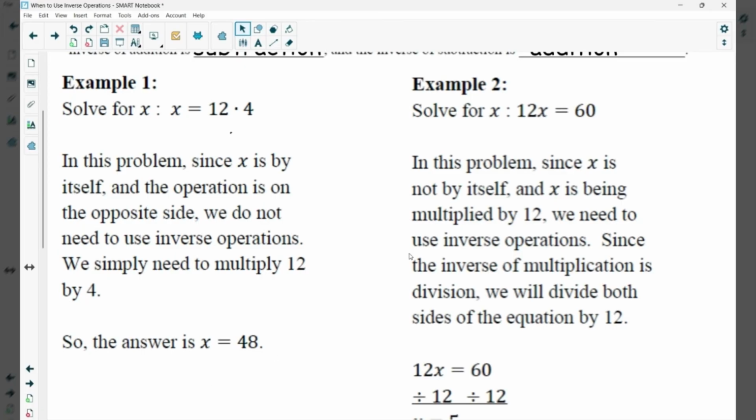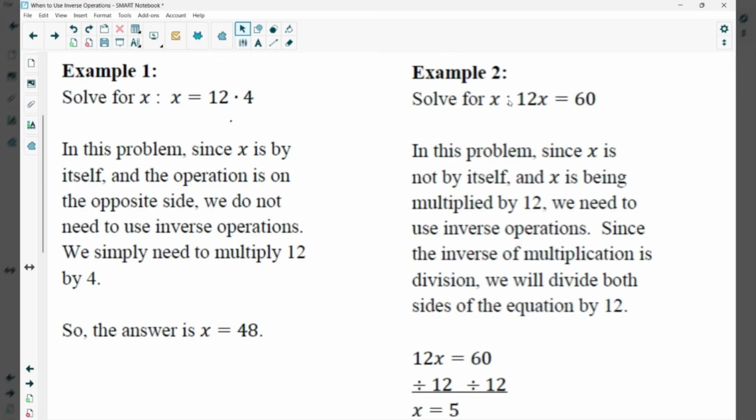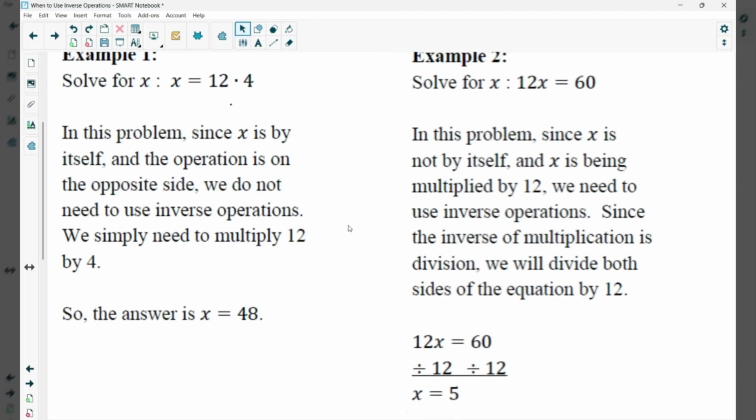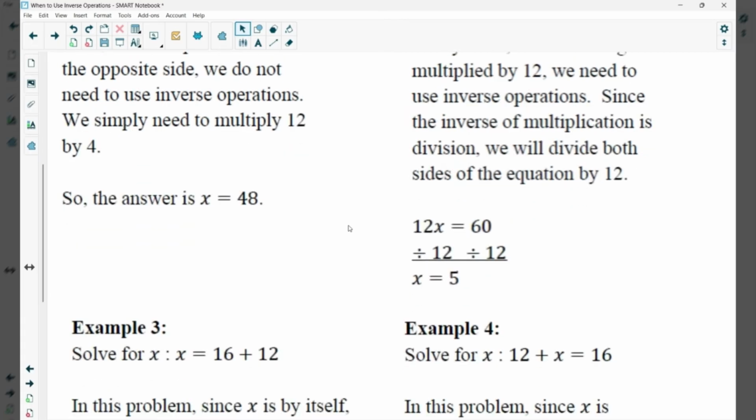In example 2, we're solving for x. We have 12x equals 60. In this problem, since x is not by itself and x is being multiplied by 12, we need to use inverse operations. So what I see is that x is being multiplied by 12, and I know that the inverse of multiplication is division. So I will divide both sides of that equation by 12 to solve for x. When I take 12 divided by 12 on the left-hand side, and this is something we'll get used to, showing those inverse operations on both sides, 12 divided by 12 gets me 1x, which is just x.